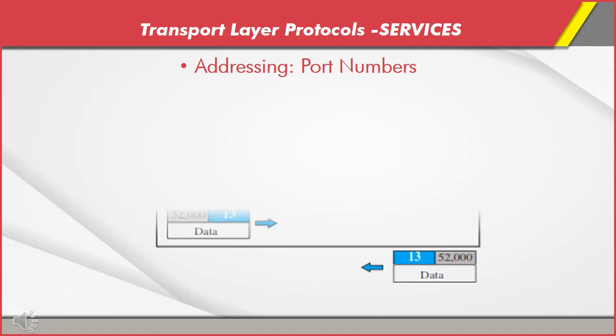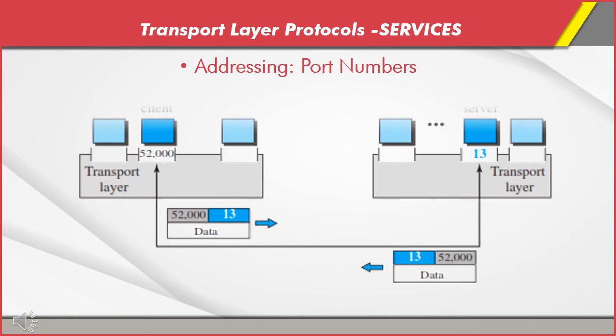Addressing through port numbers is very important. To define the process, we need a second identifier called a port number. In the TCP/IP protocol suite, the port numbers are integers between 0 and 65,535, that is, 16 bits in total.